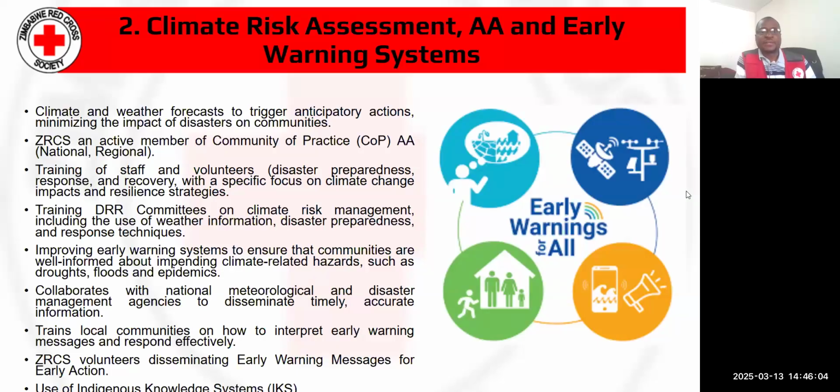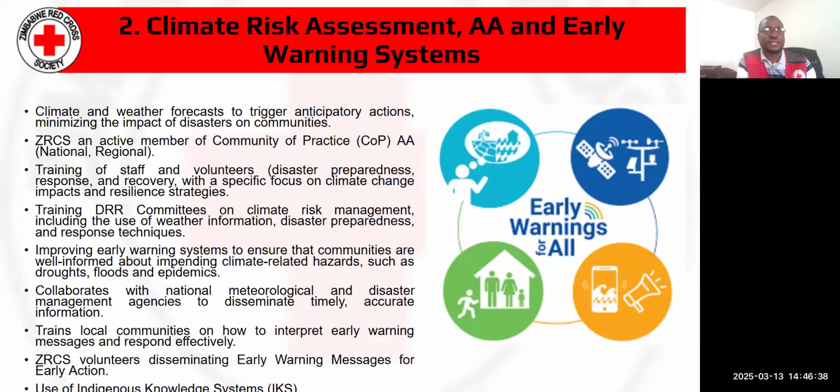And then in terms of climate risk assessment and early action, early warning systems, we have developed a working relationship with communities on the ground to make sure that we do early warning messaging to the communities. We reach out to the communities as much as possible so that we make sure that we don't leave anyone behind when it comes to messaging for early action.